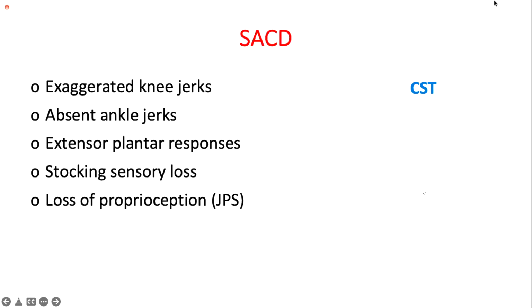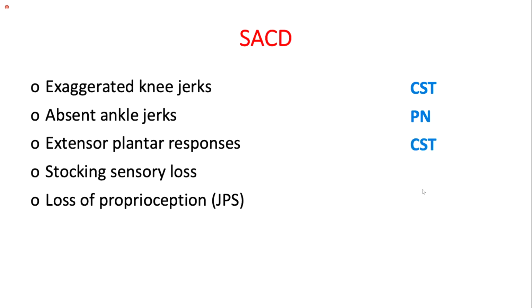Why would you get absent ankle jerks? Because the peripheral nerve is affected. So although the corticospinal tract is affected and would cause exaggerated ankle jerks, the ankle jerks are lost, because it's the most peripheral nerves that are affected.